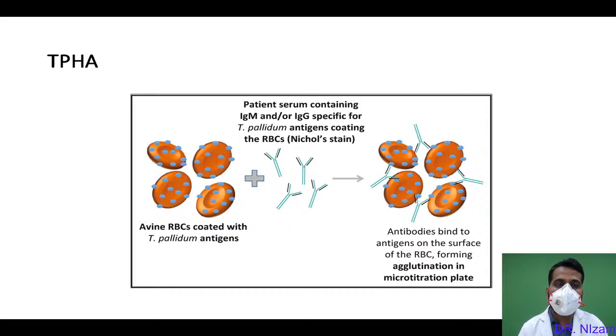Then next comes the TPHA, that is hemagglutination. Here the RBCs, avian or also sheep RBCs, are sensitized with the Treponema pallidum antigen. Here the patient serum containing IgM or IgG specific for the Treponema pallidum antigens coating the RBC binds and forms the agglutination in the microtitration plate.